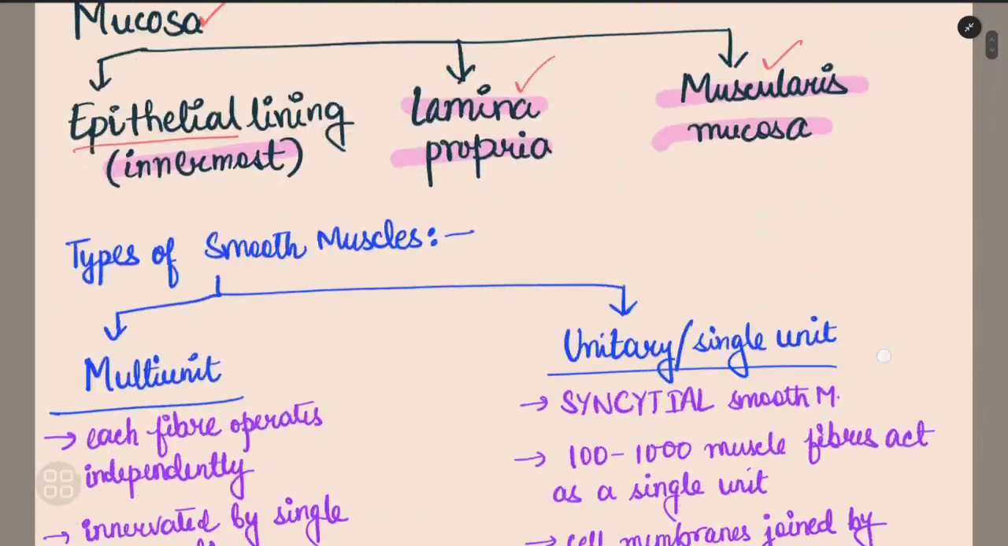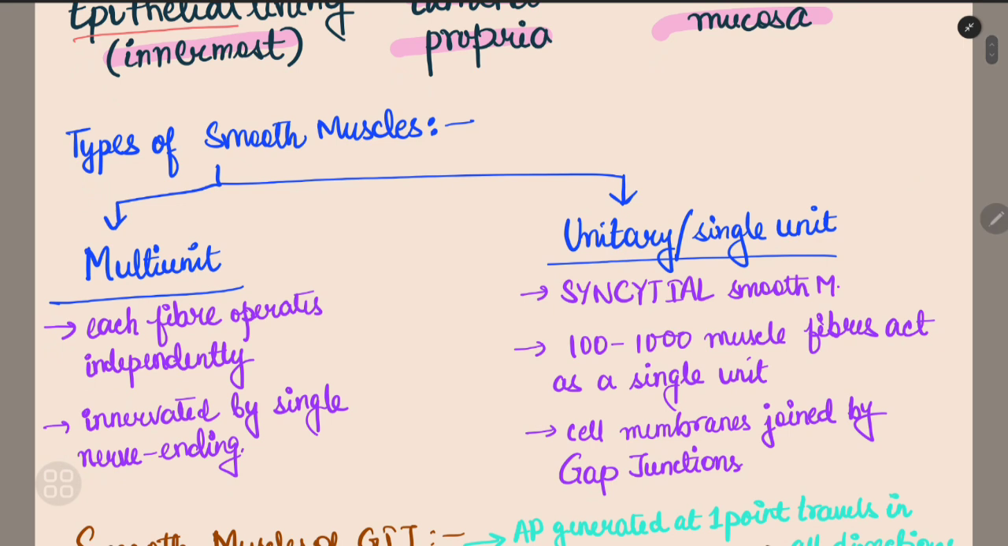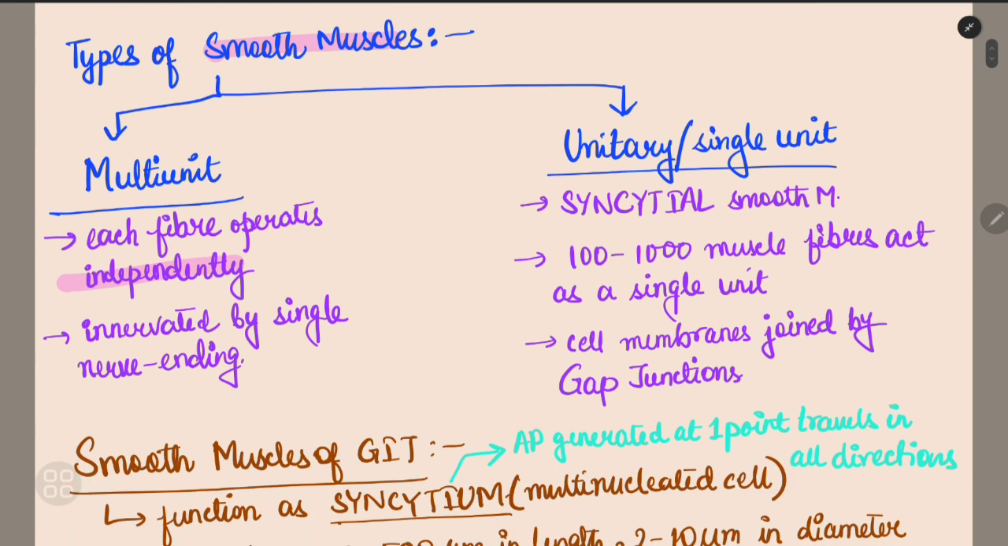When we're talking about the types of muscles, remember there are mainly smooth muscles present over here. Smooth muscles can either act as single unit smooth muscle or multiple unit smooth muscle. What is multi-unit smooth muscle? It has discrete, separate smooth muscle fibers, and each of these fibers is independent. They are innervated by a single nerve ending, so each fiber operates independently.